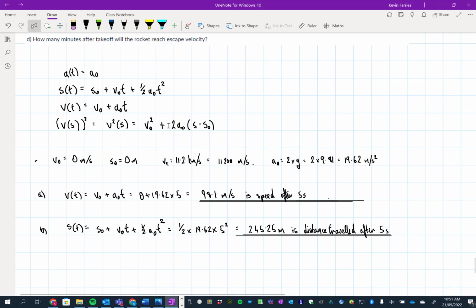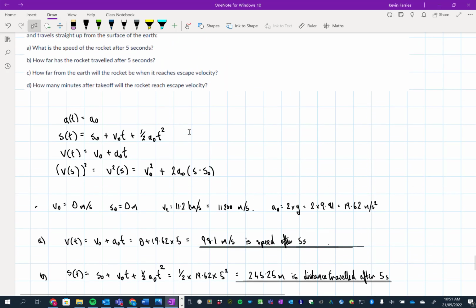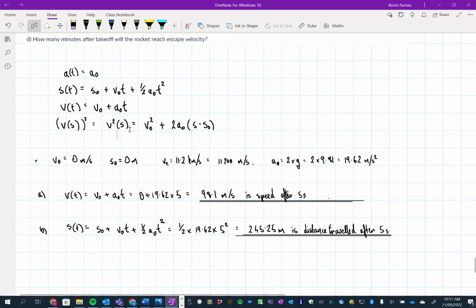This is also a velocity squared at distance s, because that's what we've got here. We don't have time over here. That's kind of the whole point. This equation tells you the velocity at a given distance when there's constant acceleration. So it's really figuring out the velocity at a certain distance. What do we try to figure out again? How far from the Earth will the rocket be when it reaches escape velocity? That is probably the one we want to use.